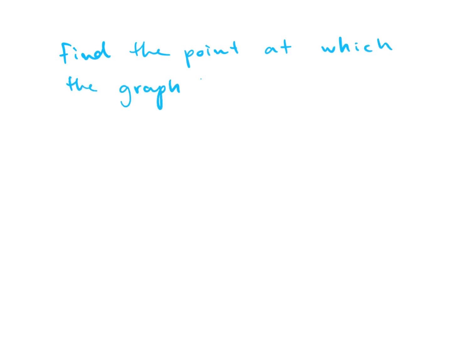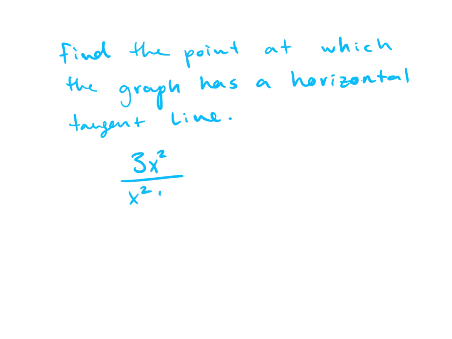All right, so there's a homework question. It says, find the point at which the graph has a horizontal tangent line. I'm going to write it for you. Find the point at which the graph has a horizontal tangent line of 3x squared over x squared plus 6. So this kind of involves 4.1 and 4.3.